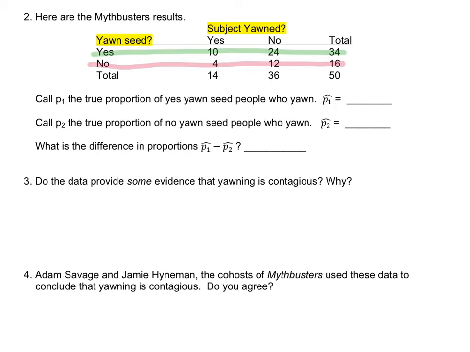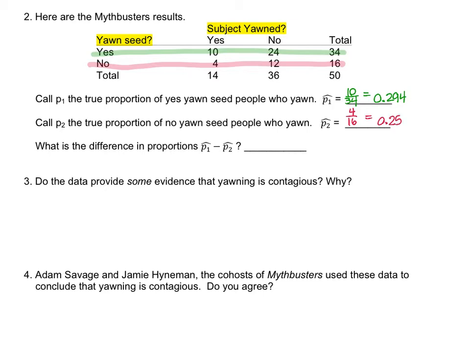So if P1 is the true proportion of people who yawned out of the ones who got the yawn seed, then our sample proportion is 10 out of the 34, which gives us 0.294. The other sample proportion, P2 hat, is the proportion from our sample of 16 who yawned, and that was 4 yawned, and that, of course, is 0.25.